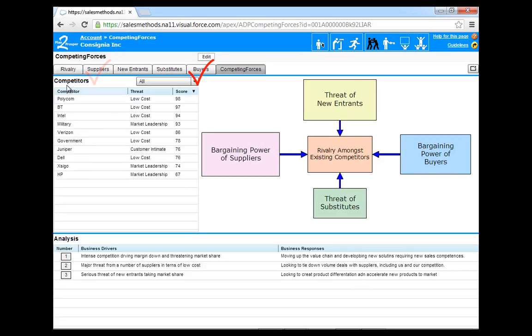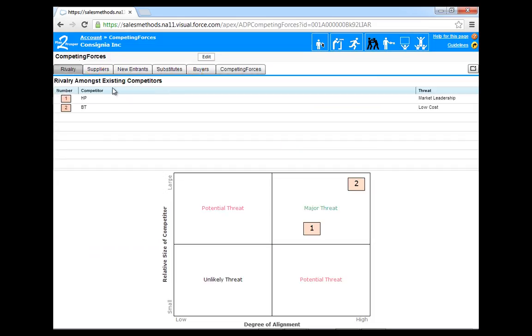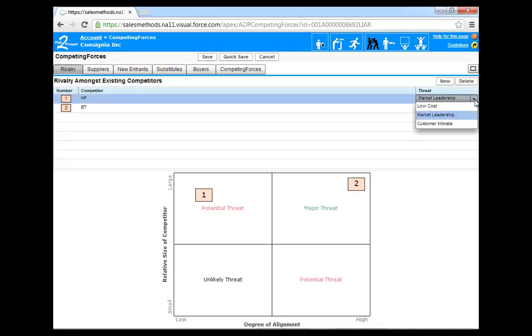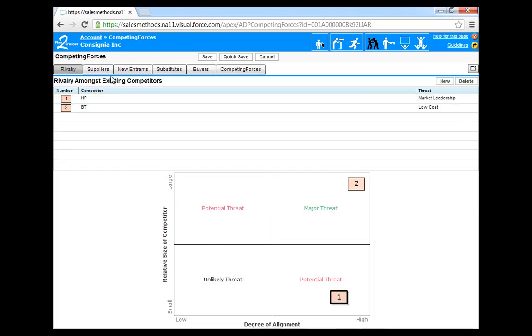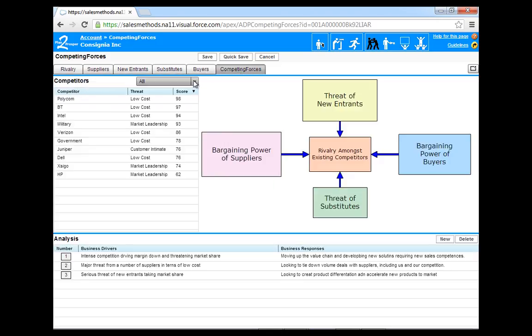The way this is done is, firstly, determine the rivalry amongst existing competition, and for each one, weigh the threat they pose by evaluating the threat type and their size relative to the account, and the degree of alignment they have with the critical needs of the account's market. And similarly, determine the threat of new entrants, substitutes, and the bargaining power of both buyers and suppliers.